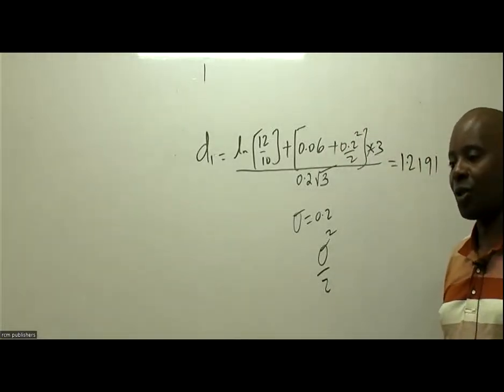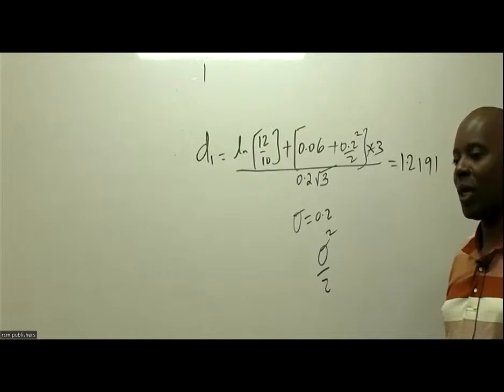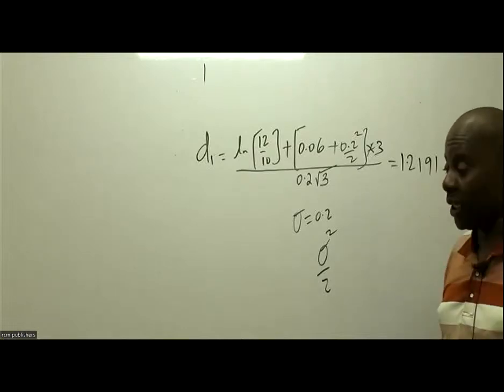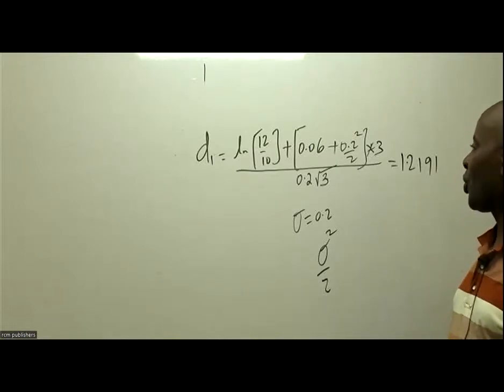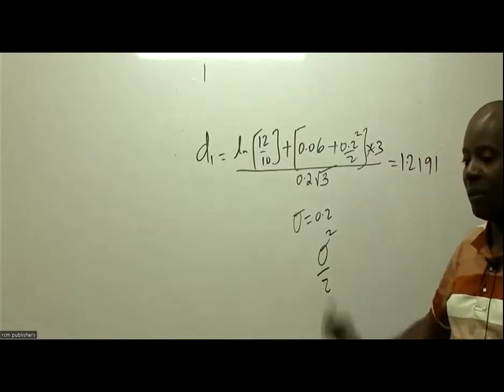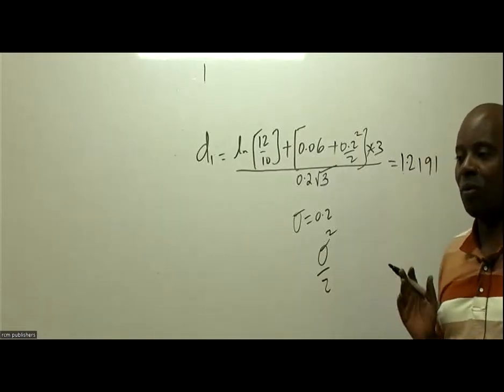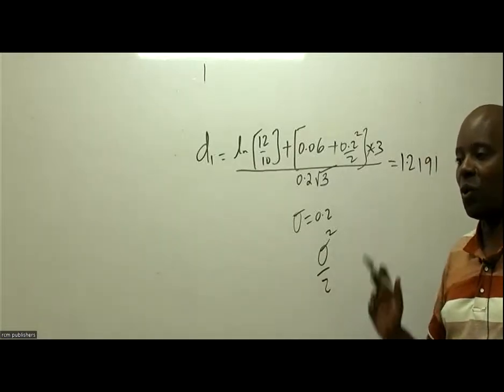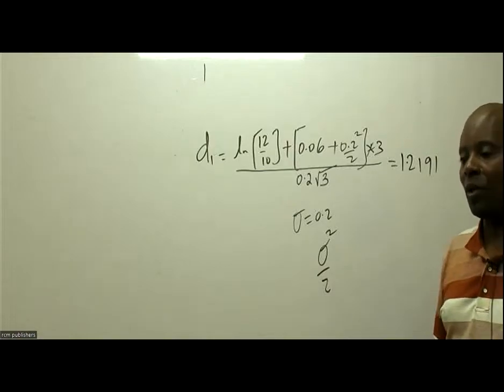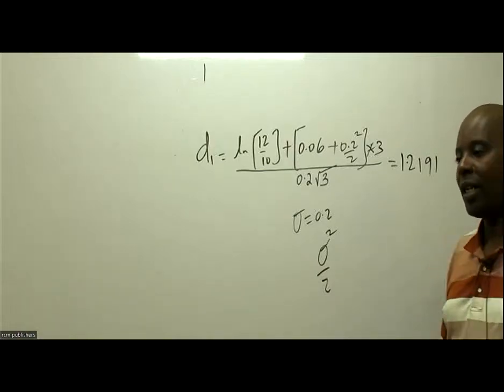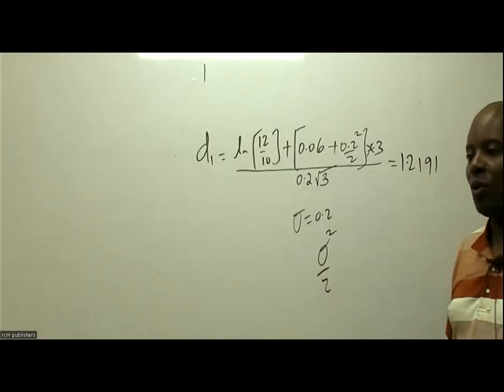Who's telling me the truth? Lucy, you can see it is 121.91. Please check again, and ensure that you write the numerator separately, and then the denominator separately. And then you give us the quotient.